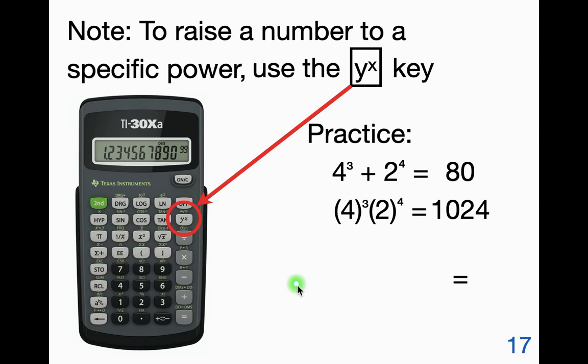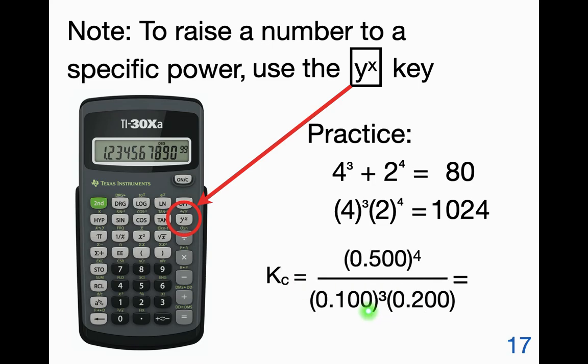Okay, let's practice using an actual equilibrium expression. So we have this. See if you can do this. Now remember, anything in the denominator we divide by. So it would be this divided by this divided by this. So when you try that, see if you can get it. All right. So you would be 0.5 to the fourth power, using the y to the x key, divided by 0.1 to the third power, divided by 0.2, and you should be getting 312, 3 sig figs. Okay, you might want to practice that a little bit before you continue, because we're going to be doing some actual calculations here in a minute.